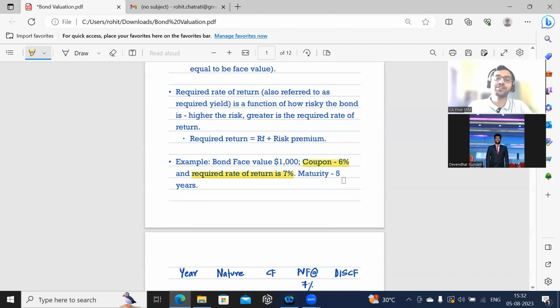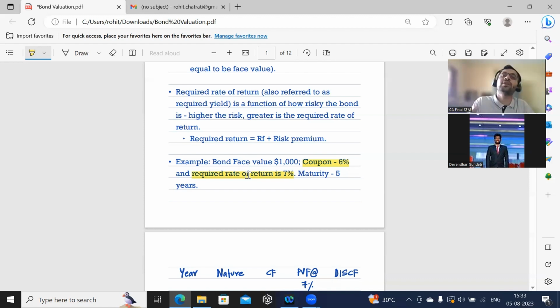This bond should have actually been trading at a discount. Reason being, you need a return which is greater than what I am offering. You need a capital gain over and above what I am offering you as a coupon payment. What I'm offering you as a coupon payment is 6%. You need an additional 1% capital gain.